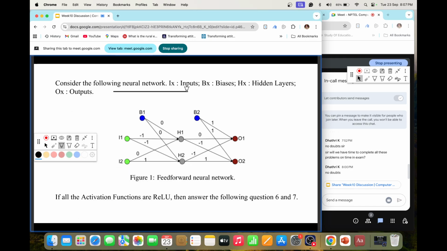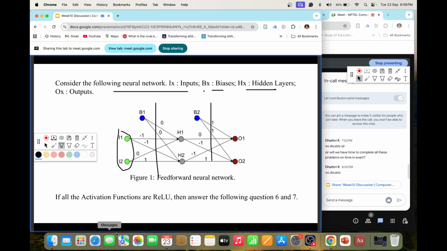Consider the following neural network. Again you have 2 inputs, and the biases are given. Here you have a hidden layer with 2 neurons, H1 and H2, and then the output layer again has 2 neurons, O1 and O2. These are all the weights, and this is the bias. Bias for this layer is B1, bias for this layer is B2.